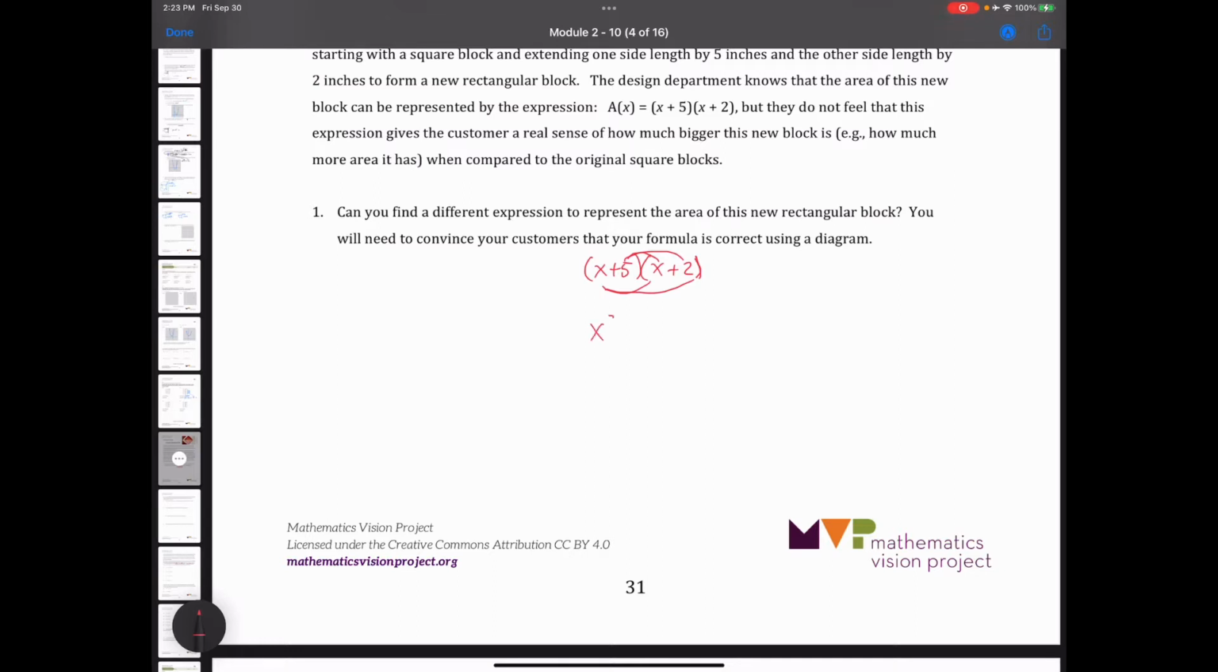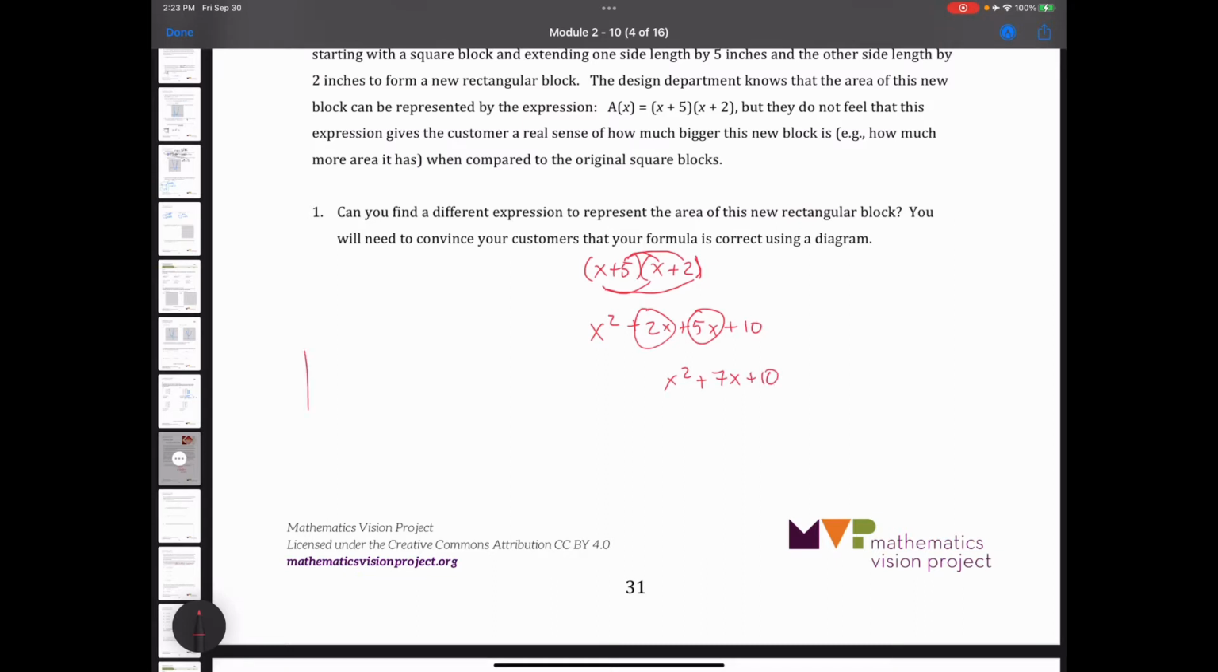So X times X is X squared. X times 2 is 2X, 5 times X is 5X, and 5 times 2 is 10. By looking at these like terms right here, I can go ahead and simplify this one step further by saying X squared plus 7X plus 10.